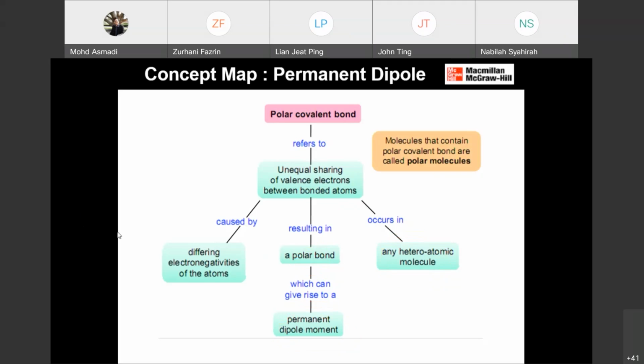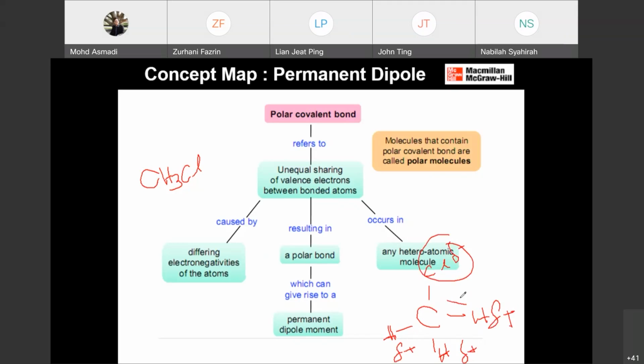For example, CH3Cl. So CH3Cl: H, H, H, and this one is Cl. Actually, this one is delta plus, this one is delta plus, and this one is delta minus. This is more electronegative, so there's a dipole moment. All the arrows are towards the C, and this one is towards Cl. So this has a net dipole moment.